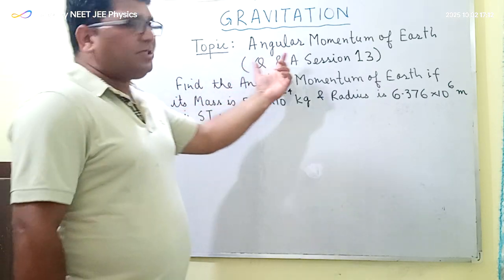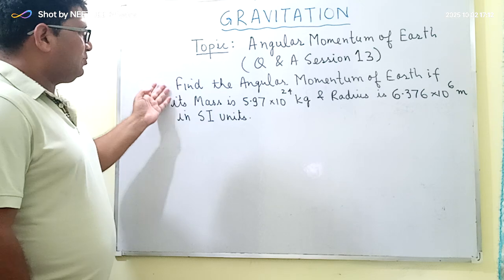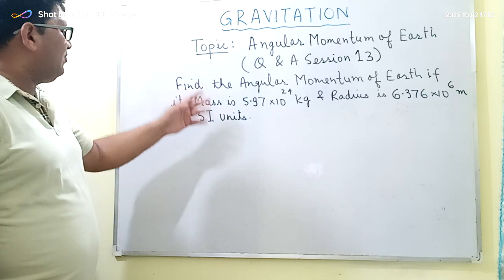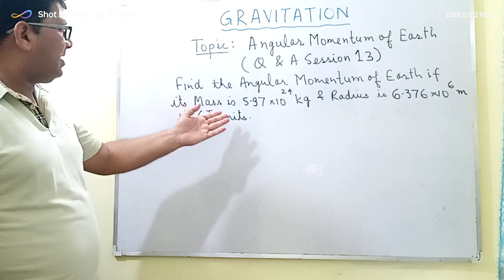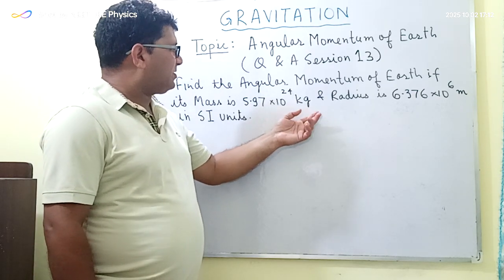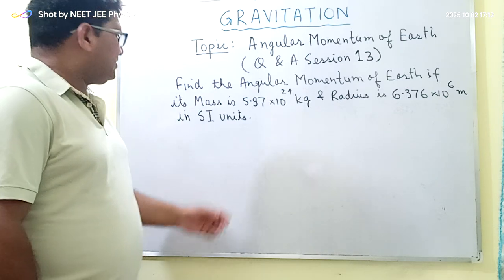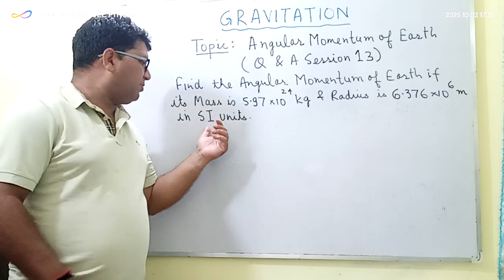The topic is the calculation of the angular momentum of the Earth. So this is the question here. We have to find the angular momentum of the Earth if its mass is 5.97 into 10 to the power 24 kg and the radius is 6.376 into 10 to the power 6 meter in the SI system of units.